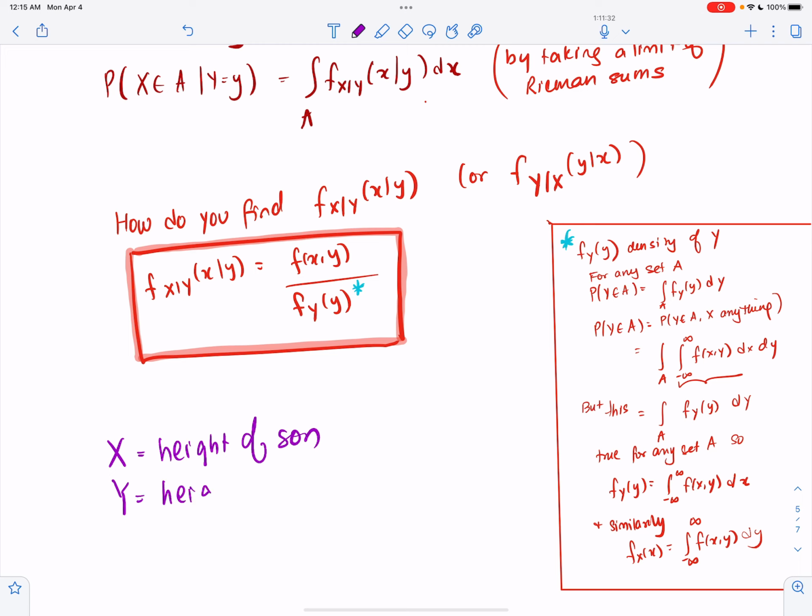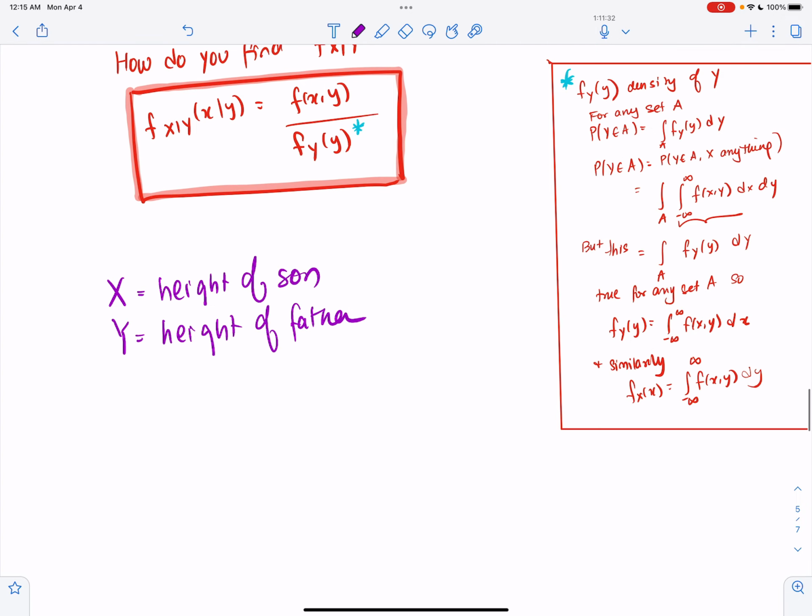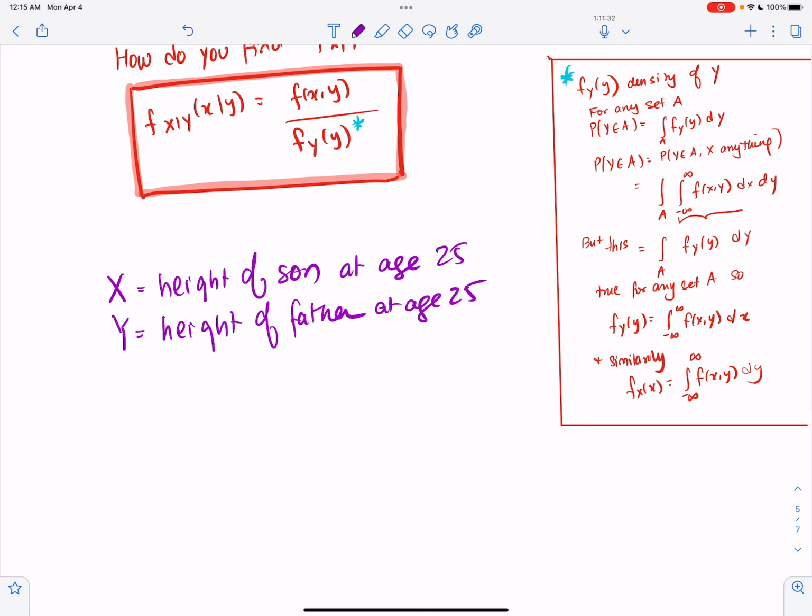Y is the height of the father. Okay? And maybe you can just put in at age 25. Okay? Now the father's born, he's in existence, he's past 25, and you want to find out, now that you know this father's height, what will be the distribution for the height of the son?